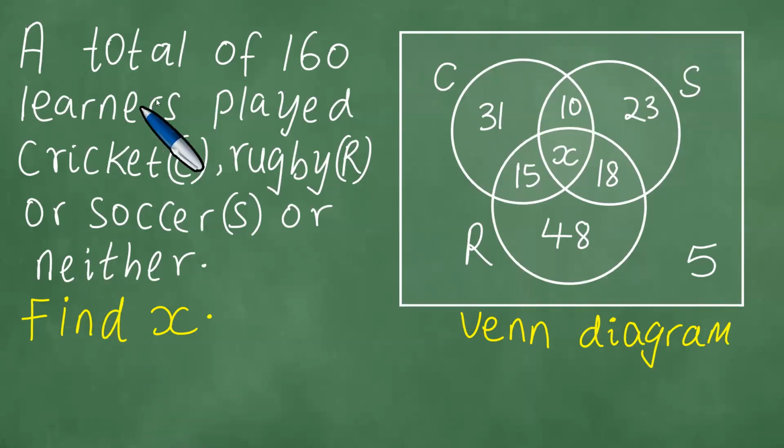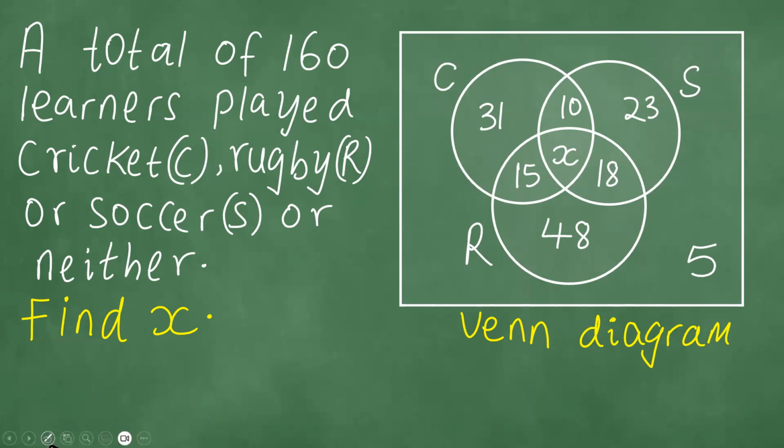Right, we have a total of 160 learners who played cricket C, rugby R, or soccer S, or neither. And we are supposed to find X. Looking at the Venn diagram alongside, we can see that 31 learners play only cricket, 23 only soccer, and 48 only rugby. To find X, we proceed as follows.